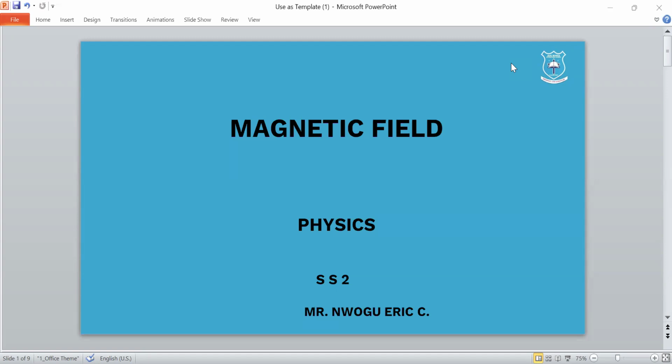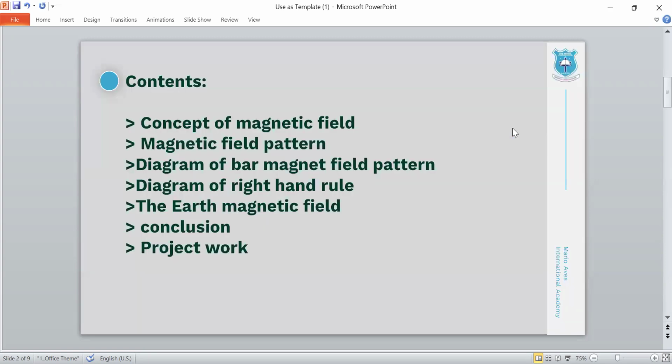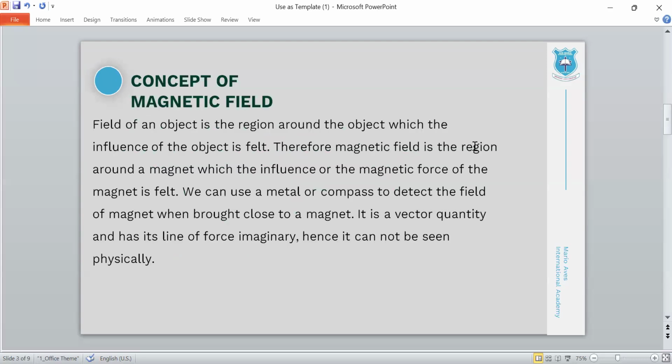First, before we commence, I will show you the content we are working with. First, we are going to consider the concept of magnetic field, and then we'll delve into magnetic field pattern. We will see the diagram of the bar magnet in field pattern. We'll also talk about the diagram of the right-hand rule. And then lastly, the Earth's magnetic field. Then we'll conclude before we share the project work, which the students have to perform.